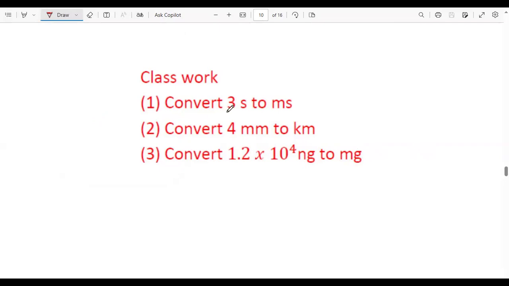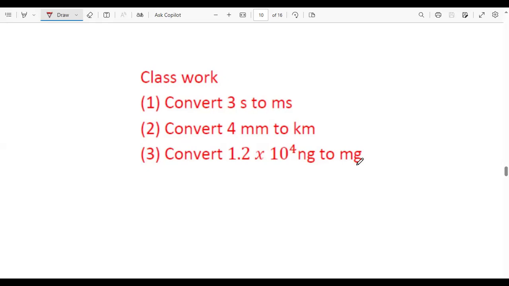In this lesson, I just want to show you how to handle the following conversions. The first one: convert 3 seconds to milliseconds. The second one: convert 4 millimeters to kilometers. And the third one: convert 1.2 multiplied by 10 to the power 4 nanograms to micrograms.